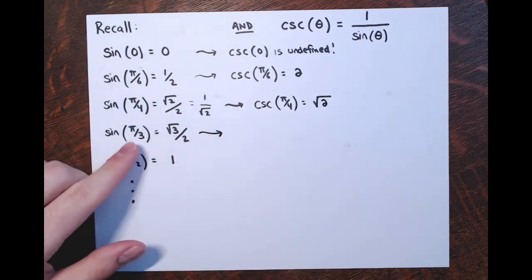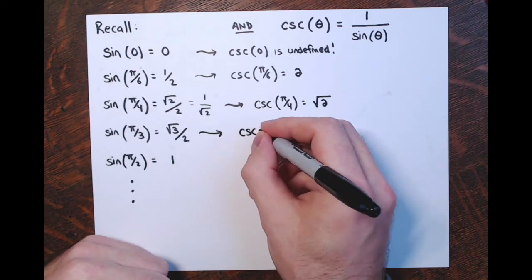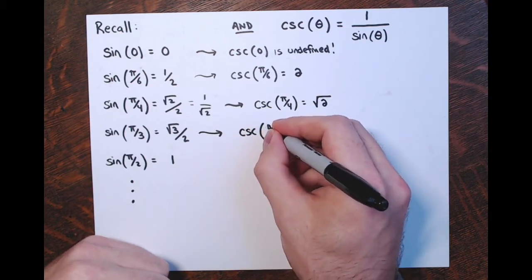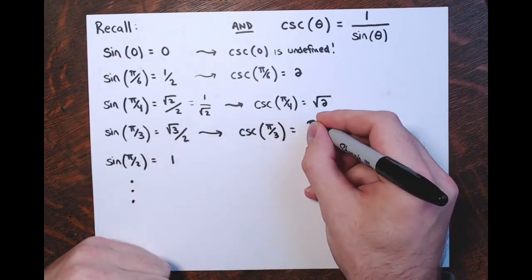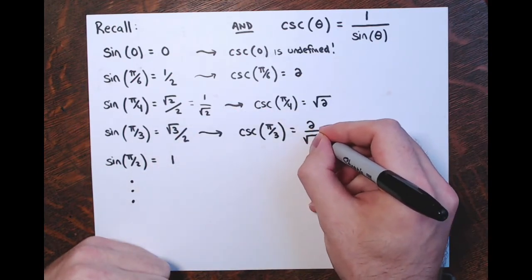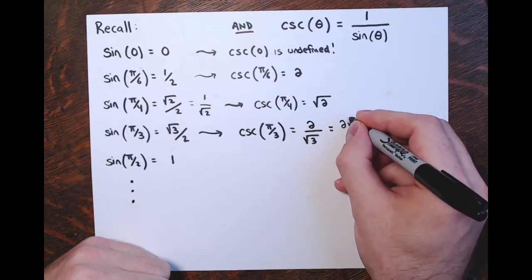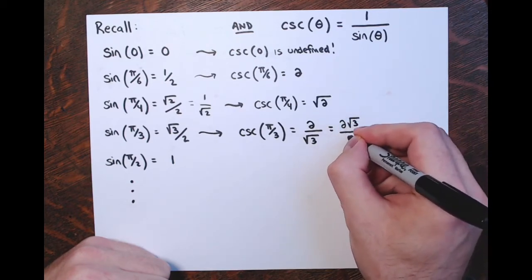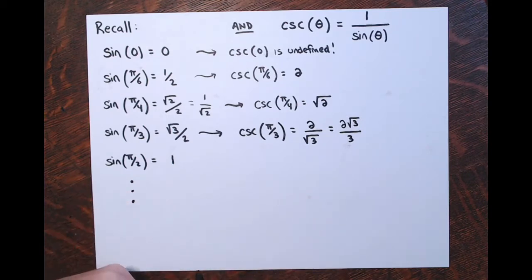The sine of pi over 3 was square root of 3 over 2. So the cosecant of pi over 3 is the reciprocal of this, 2 divided by the square root of 3. Or if you rationalize, it's 2 times the square root of 3 divided by 3, right? Or 2/3 of the square root of 3.